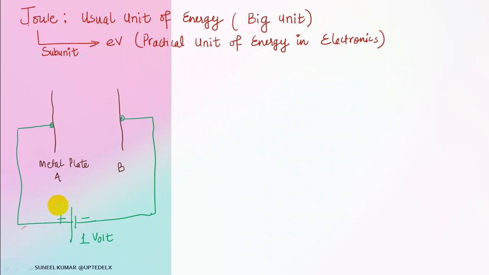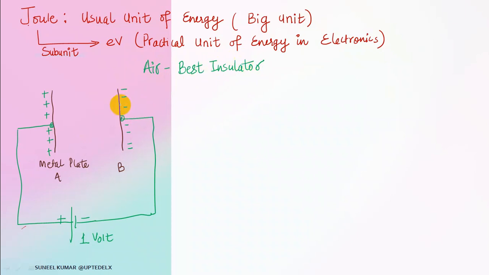Because of this positive terminal, positive charge will be induced in metal plate A. Similarly, negative charge will be induced in metal plate B. As we connect this battery with these metal plates, there will be no movement of electrons from metal plate B to metal plate A, because the region between metal plate A and metal plate B is filled with air. Air is known as the best insulator.